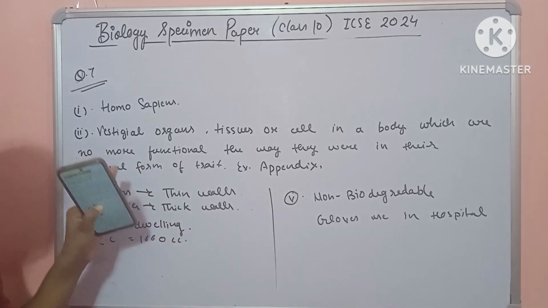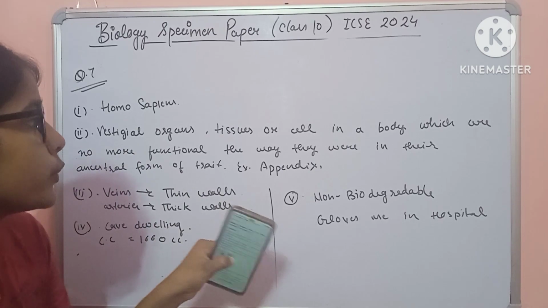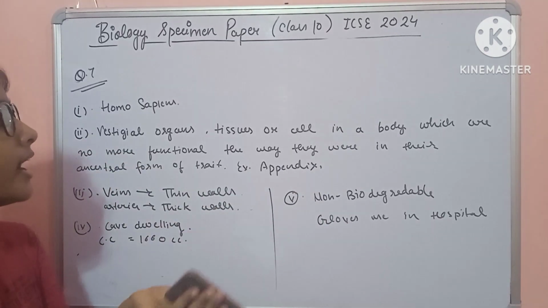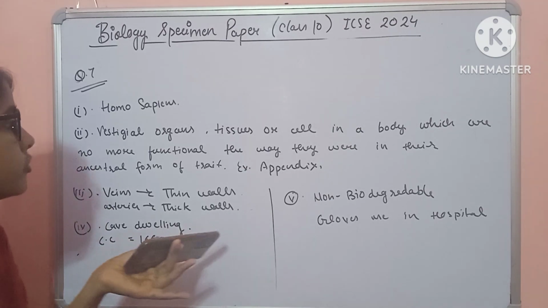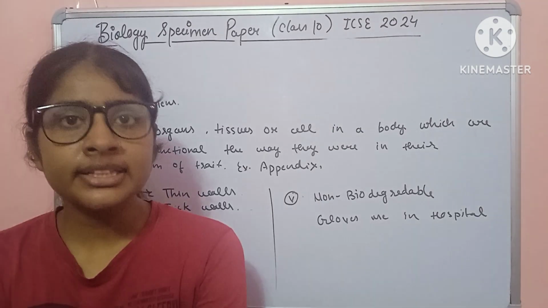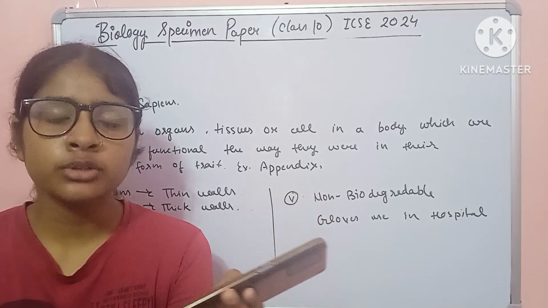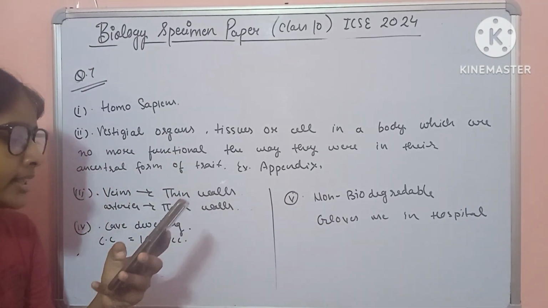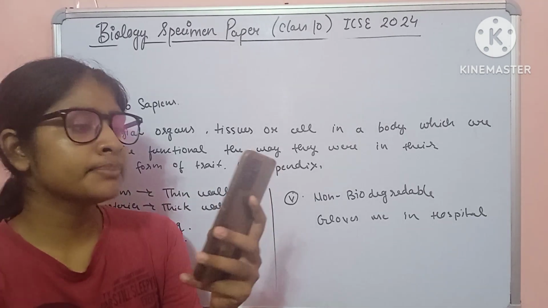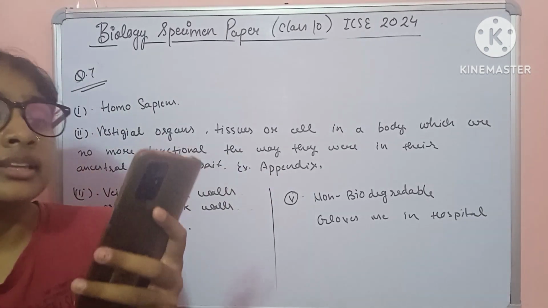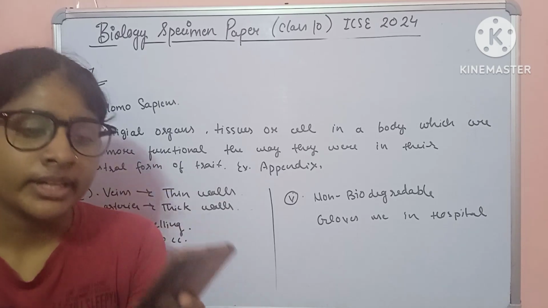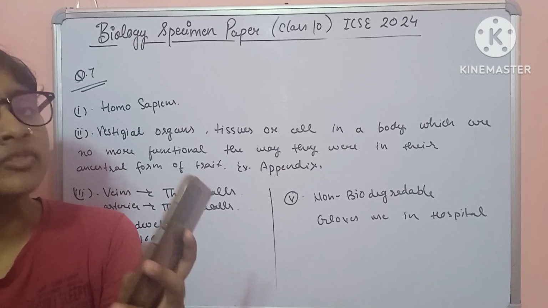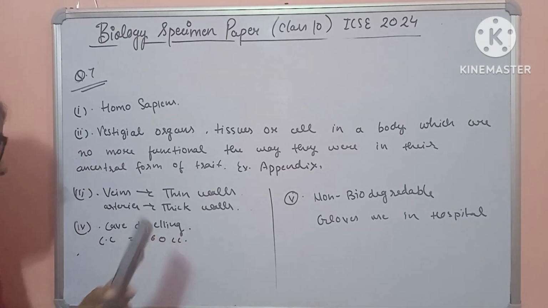And you will write the definition: vestigial organs are tissues, organs or cells in a body which are no longer functional the way they were in their ancestral form. The example is the appendix, and another example is the nictitating membrane. You can also write this. Now third, state 2 structural differences between artery and vein. The main structural difference is that veins have thin walls but arteries have thicker walls. Okay, you will write this.